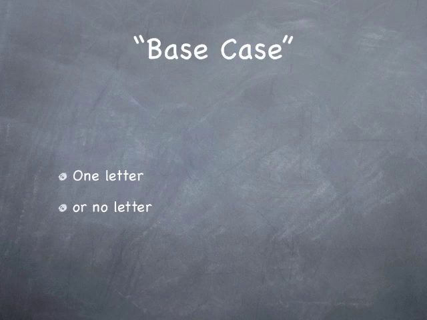And you know this because if I just kept going until I got down to one letter, I know that both halves on either side of that one letter would be equal to each other. And the same with no letters. I know that I have one half that's equal to the other.